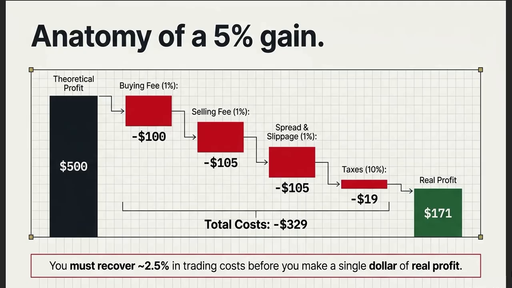Anatomy of a percent gain. Theoretical profit: $500. Buying fee 1%: minus $100. Selling fee 1%: minus $105. Spread and slippage 1%: minus $105. Taxes. Real profit: $171. You must recover 2.5% in trading costs before you make a single dollar of real profit.